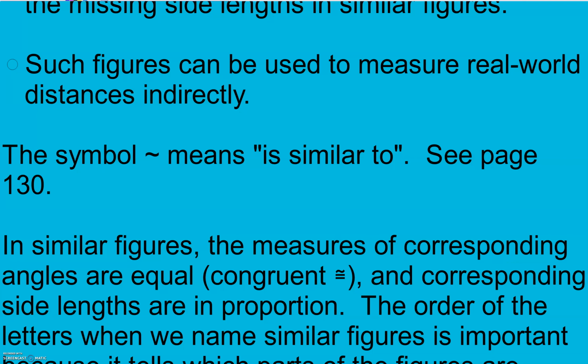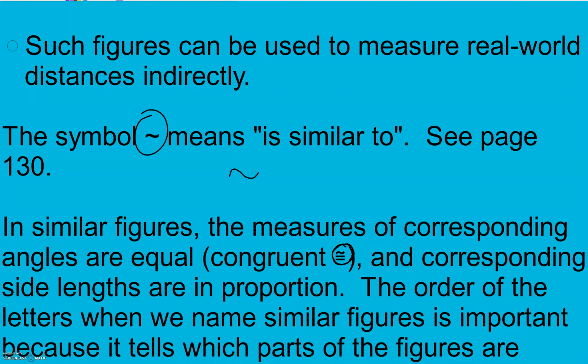This little symbol here means "is similar to." It's kind of like a little wavy dash. And if we look at page 130, there's some more information there. Here it tells us triangle ABC is similar to triangle FGH. That means that the corresponding angles are equal or congruent, which is an equals sign with our little similar line on top, and corresponding side lengths are in proportion, which means the ratios of them are the same.